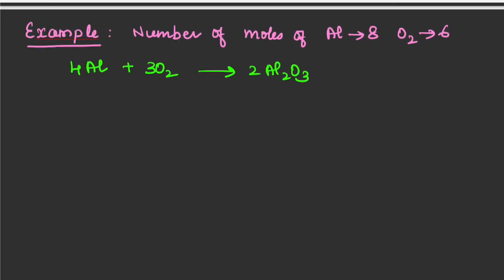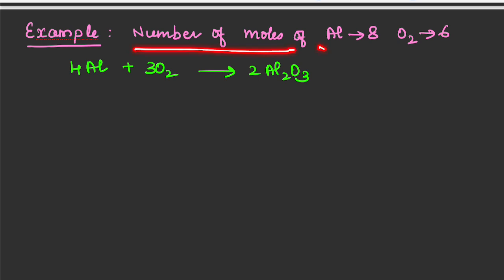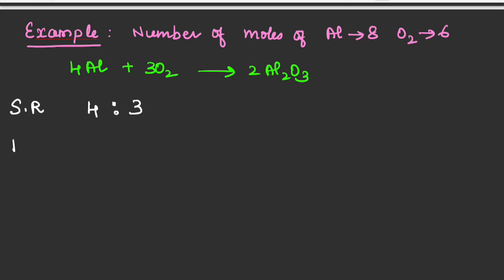The first example I am taking is aluminium reacting with oxygen to form aluminium oxide. The number of moles of aluminium in the question is given as 8, and for oxygen it is given as 6. Now we will find SR first. SR is nothing but stoichiometric ratio. Here it is 4:3. Next I'll write mole ratio. The mole ratio is given in the question, 8:6.